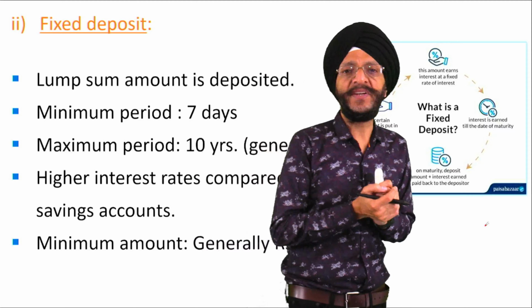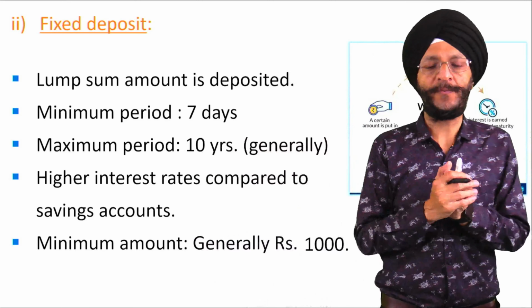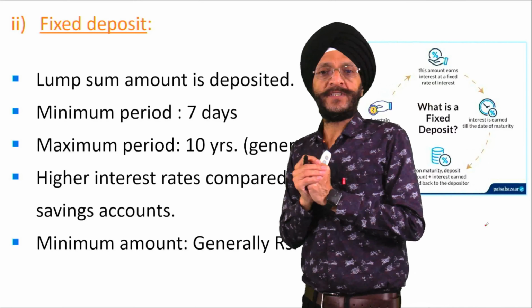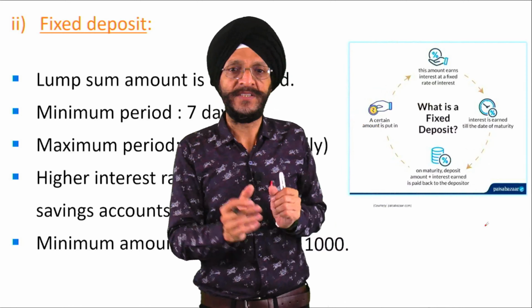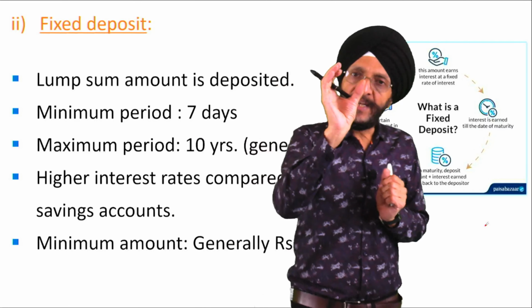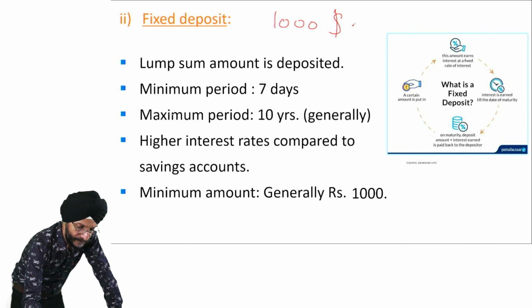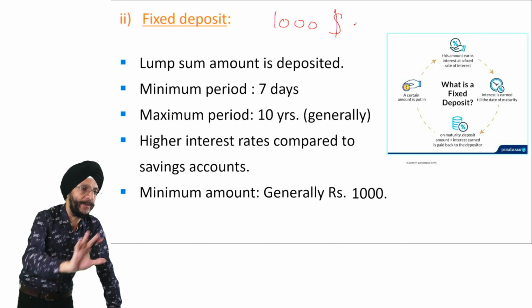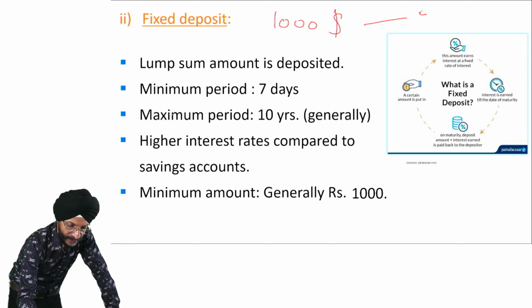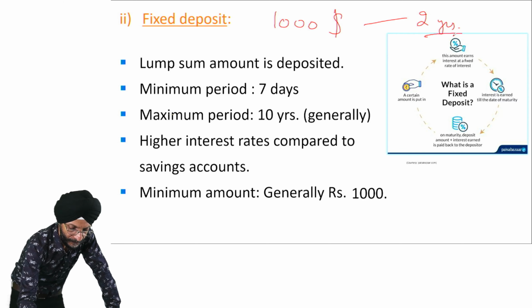Next is fixed deposit. It is also a type of time deposit. As the name suggests, here a lump sum amount is deposited in the bank. Say we deposited $1000 in the bank, a one-time deposit. We deposit it for say 2 years.